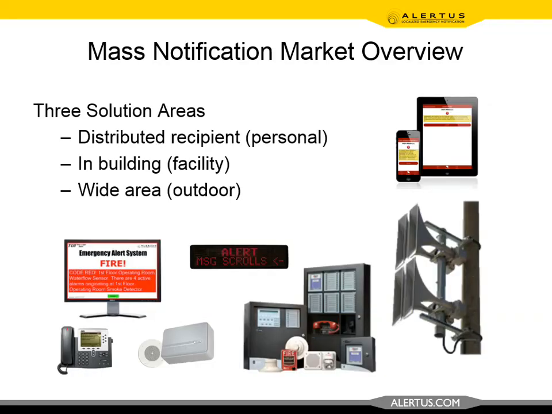So a quick overview, and I know I've been touching on some of the areas of the market, but just to give you an idea of the three areas that you want to be considering when you're looking at mass notification. One is your personal notification, a lot of times also referred to as distributed recipient. That allows you to go out and reach individuals no matter whether they're in your facility or not. So that's making a phone call to either their home, their mobile phone, sending them a text message to their mobile phone. That gets a lot of your employees.